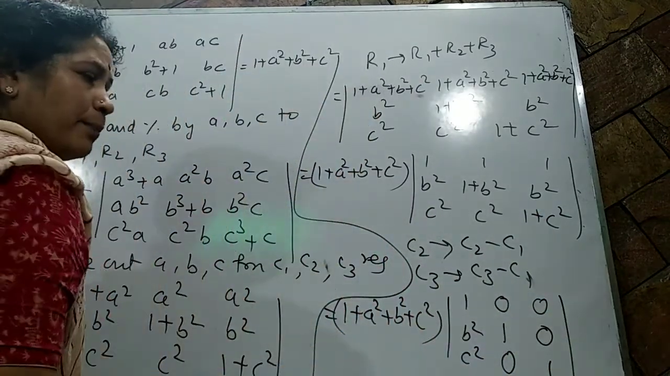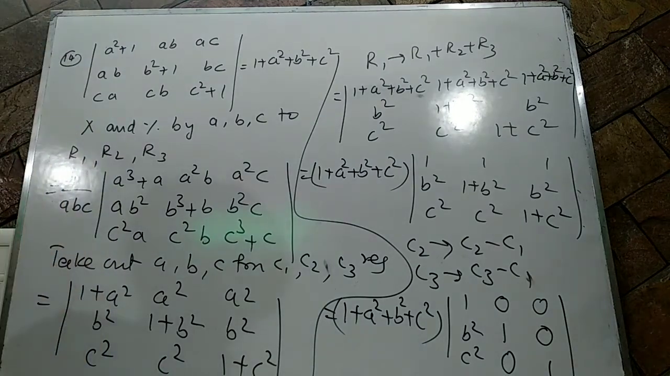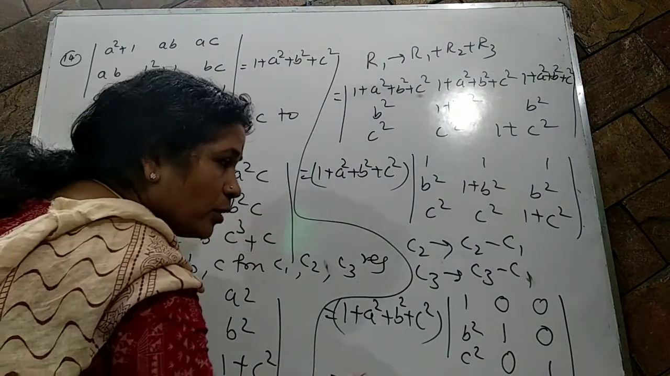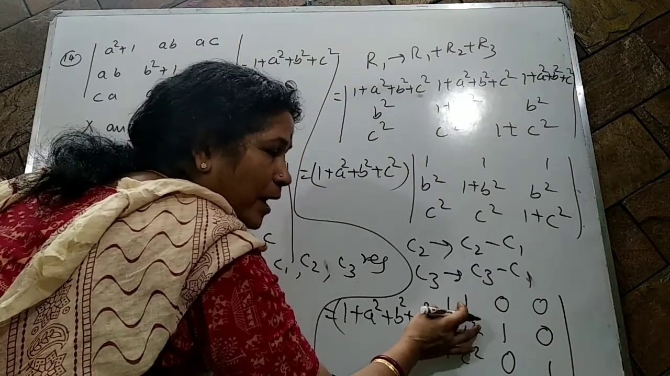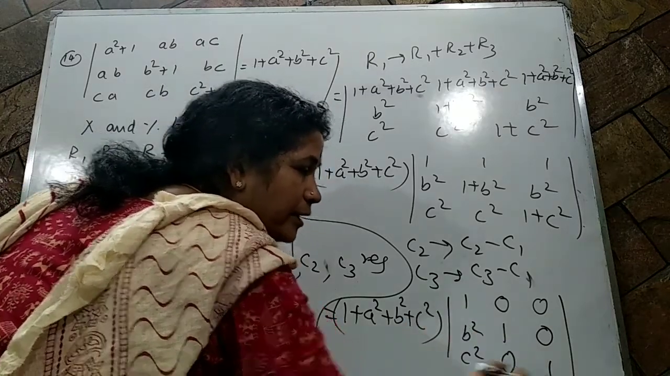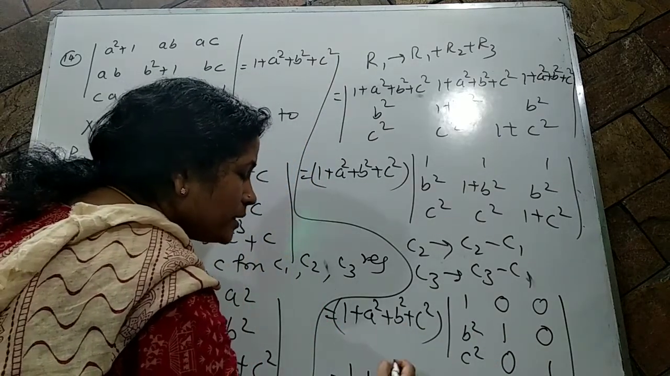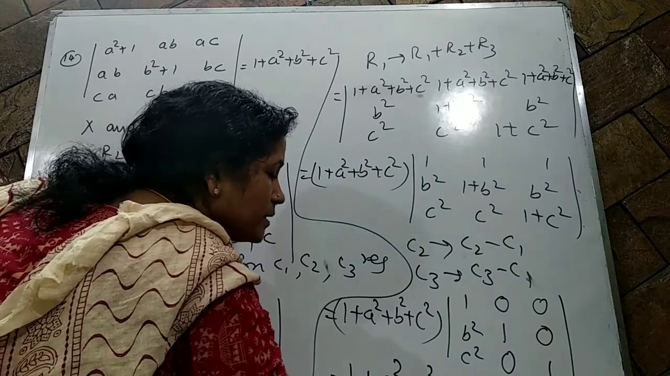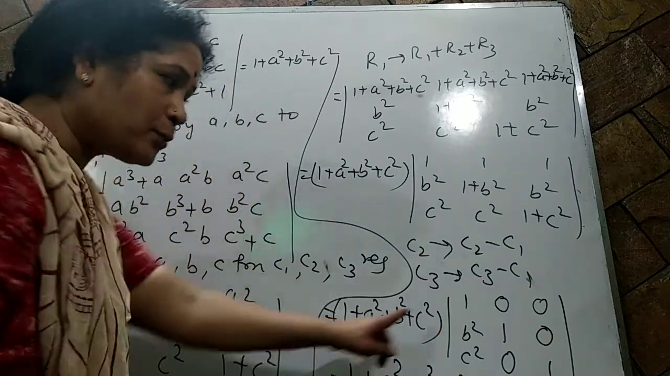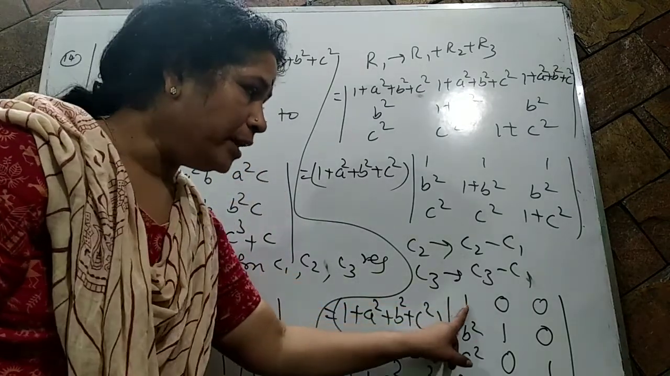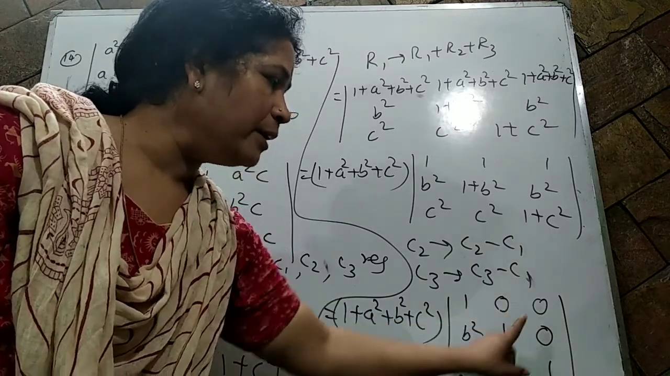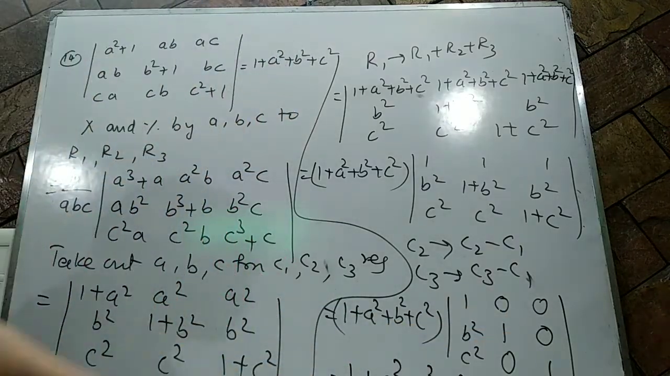Now if I open the bracket, what will you get? That is equal to, I am expanding using R1, just 1 into, we will get 1 only, that is equal to 1 plus a square plus b square plus c square. What I told you, expand using R1. 1 into, we will get 1, remaining elements are 0. So the final answer is 1 plus a square plus b square plus c square.